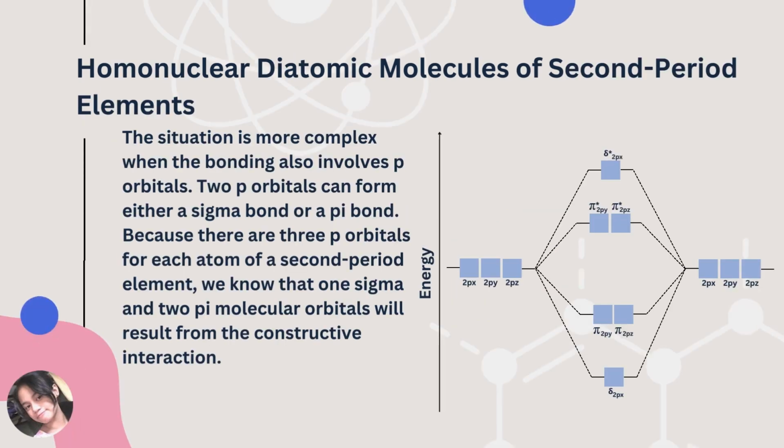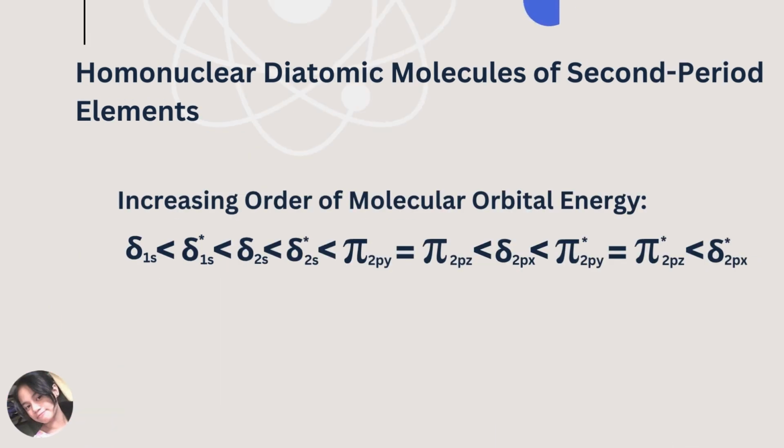So now, going to the more complicated part, in which the bonding involves the p orbitals, and these two p orbitals form either a sigma bond or a pi bond. That is because there are three p orbitals for each atom of the second period element. So now, one sigma and two pi molecular orbitals will result from the constructive interaction. Here is the summary of the increasing order of the molecular orbital energy, which showcases the comparison of which level contains a higher energy than the other.